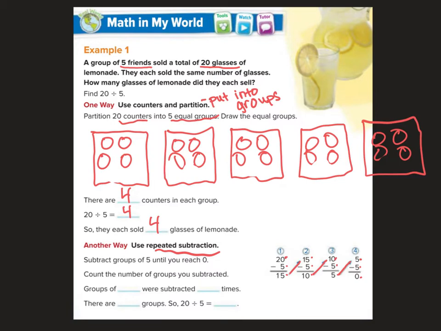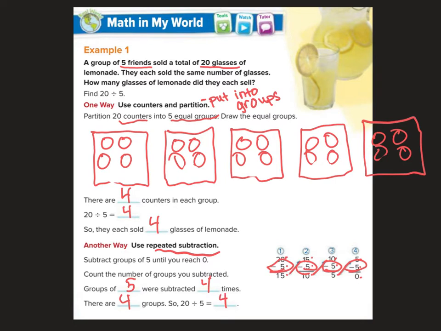So how many times did we subtract 5? 1, 2, 3, 4. We subtracted 4. Sorry, I put that wrong. This should be 5. Groups of 5 were subtracted 4 times. So there are 4 groups. So 20 divided by 5 is 4.